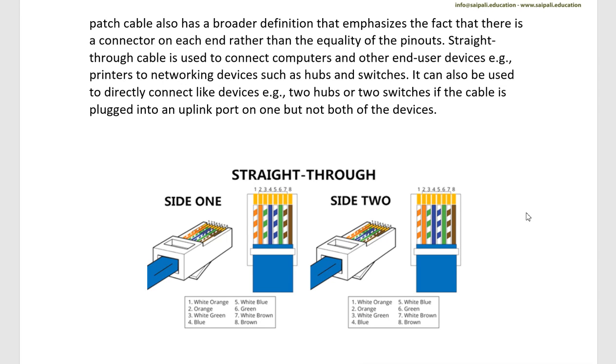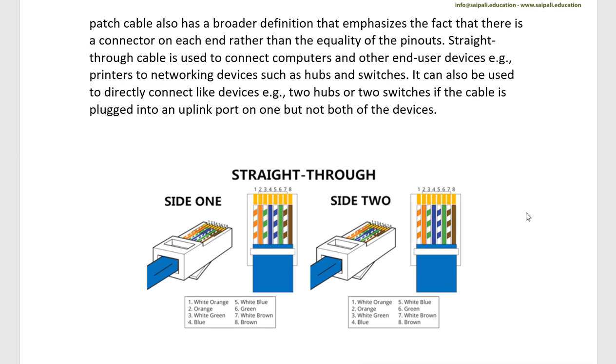We can use this to connect the same device, like switch to switch, if we plug it into the uplink port of the switch. So there is a port which is the uplink port on the switch. If you connect from the uplink port to the other switch's normal port, then you can connect them directly also. But basically it is not for the same device. In simple words, it is for connecting two different devices. So if you ever want to connect two different devices, then you have to use a straight through cable.